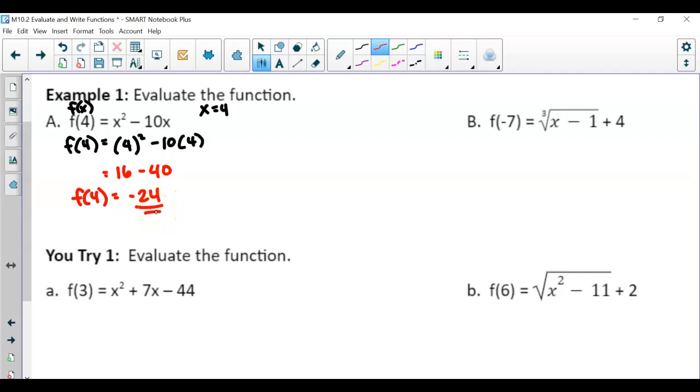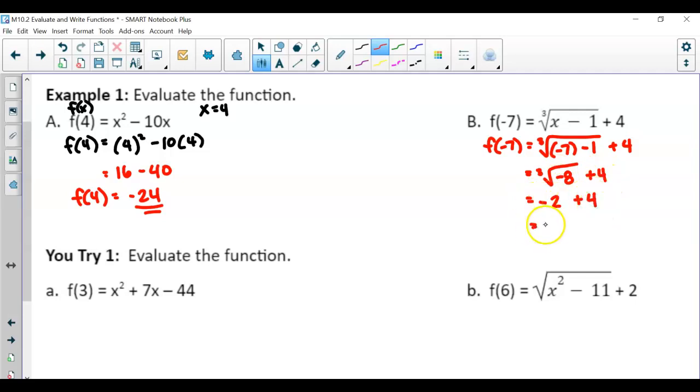Same thing here. We have f of negative 7, so we're plugging in negative 7 for x. I've got the cubed root of negative 7 minus 1, plus 4. Now this is equal to the cubed root of negative 8 plus 4. Well, the cubed root of negative 8 is negative 2, plus 4, which is 2. So f of negative 7 is equal to 2.